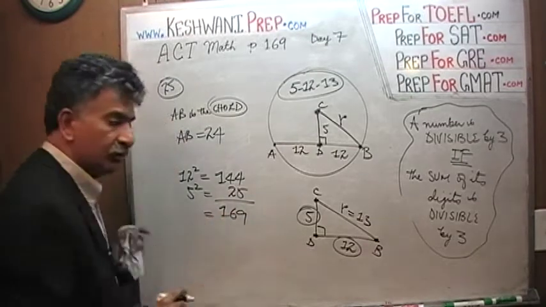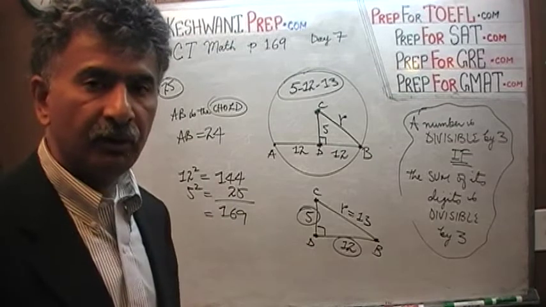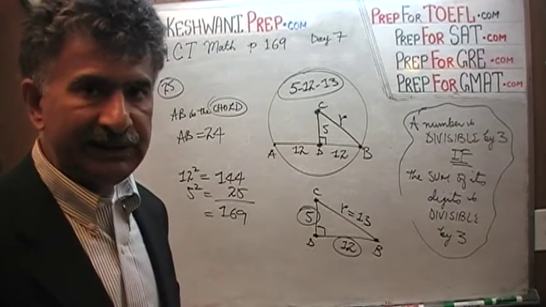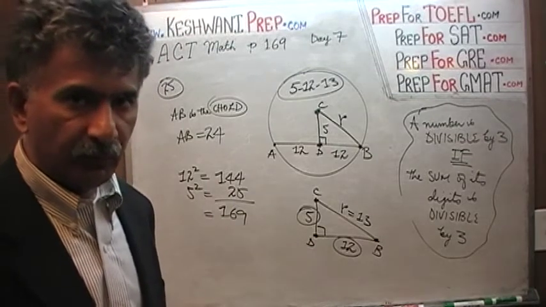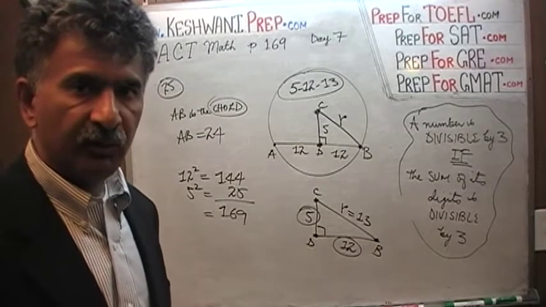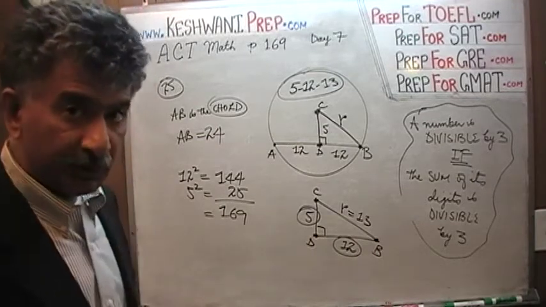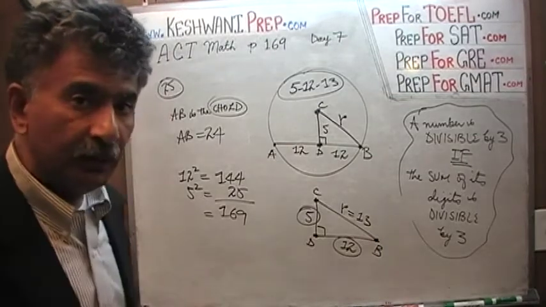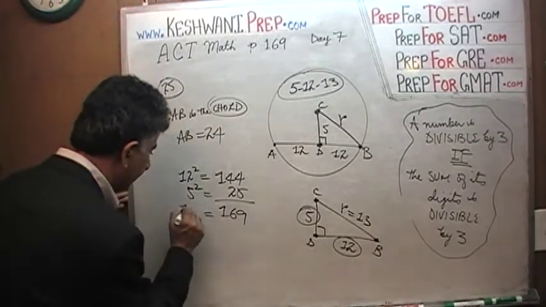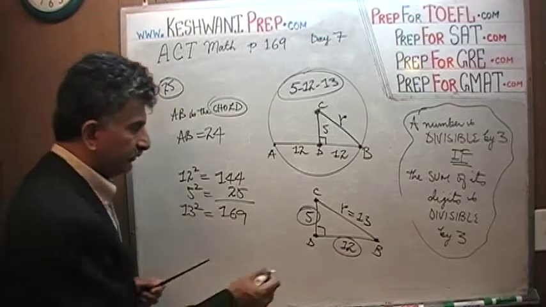And I hope that you know your squares. You have to know your squares 1 through 20, or at least 1 through 15. You have to know 11 squared, 12 squared, 13 squared, 14 squared, and 15 squared. So you have to know them by heart. And if you did know them by heart, you will recognize then 169 is simply 13 squared. That's all. That's why it's 13.